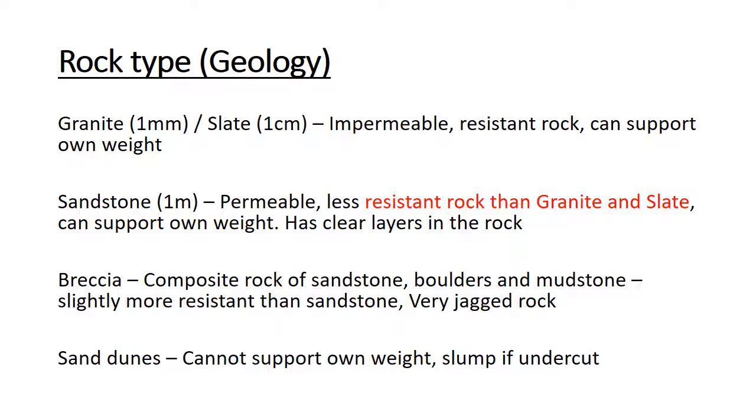Your third and probably most complicated rock type to be aware of is your Breccia Sandstone, which is a composite of sandstone, boulders and mudstone. It's slightly more resistant than sandstone, and that's why you find that at Langston Rock, the headland that sticks out just ever so slightly further than the rest of the South Devon coastline. It's a very jagged rock. There is an example actually in H1 if you wanted to go and see it. Very, very jagged rock, and we'll come back to why that's so important in the future as well. I should also add here that breccia also has clear layers within the rock.